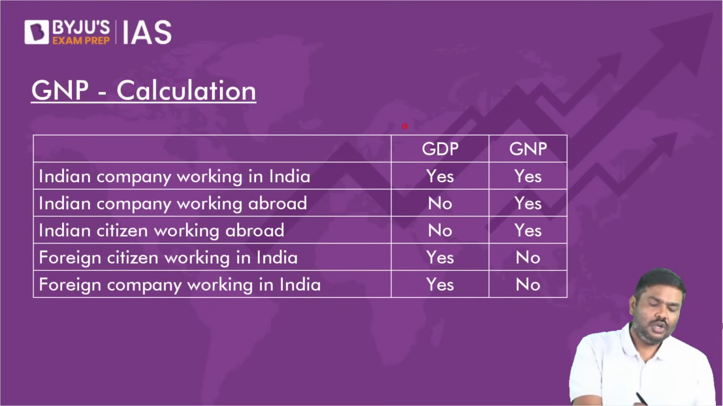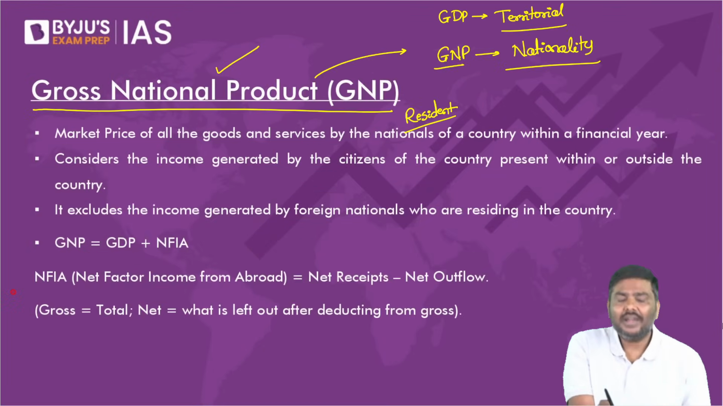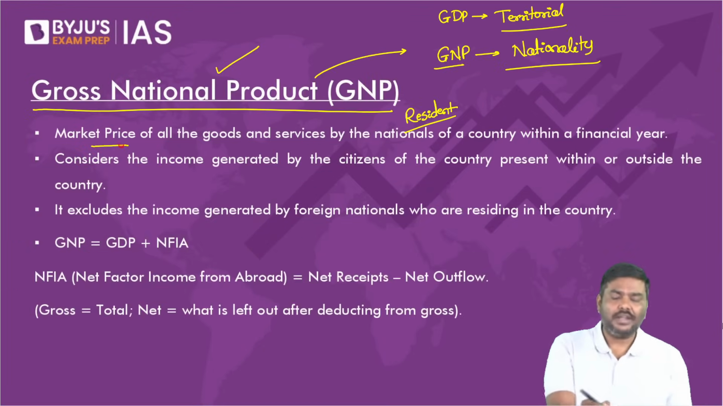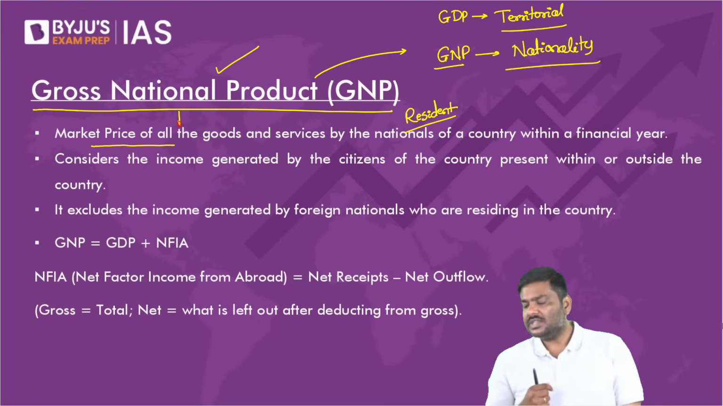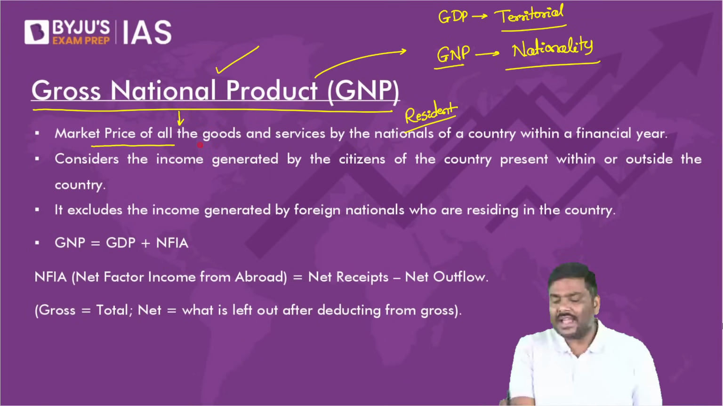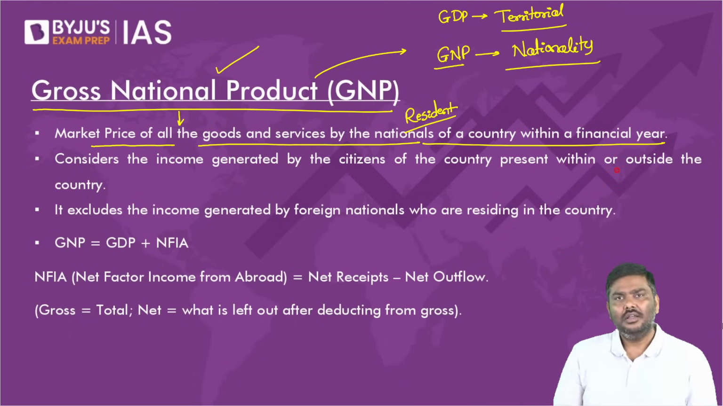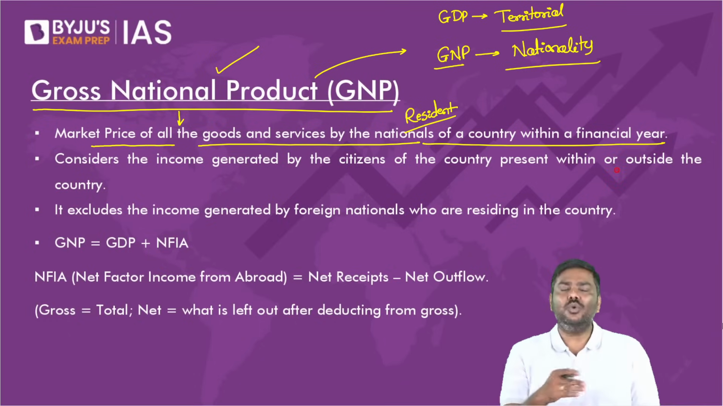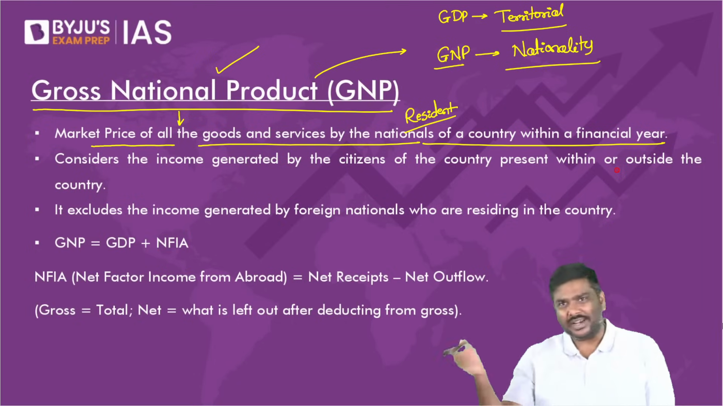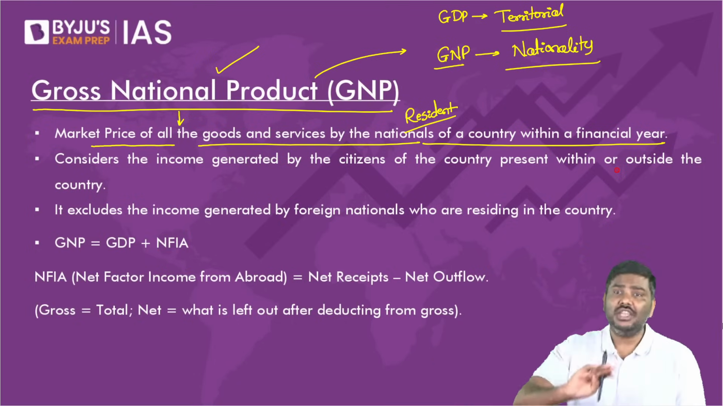1, 2, 3, 4, and 5. And by the way, many of you ask me for the definition. The definition is here. What is gross national product? It is the market price of all the final goods and services produced by the nationals of a country within a financial year. Whether they are producing these goods and services within India or outside India does not matter. It is accounted as a part of GNP.